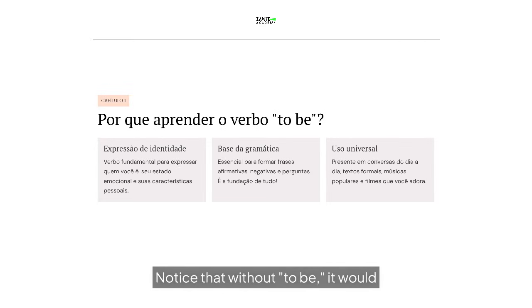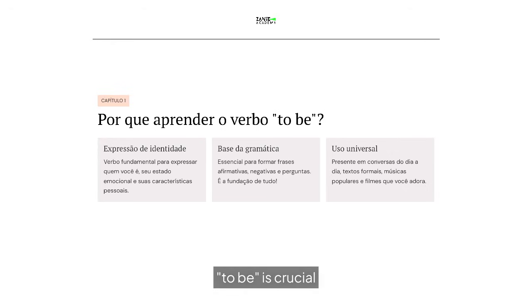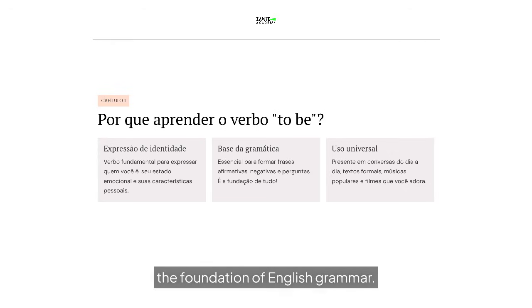Notice that without to be, it would be challenging to communicate these essential aspects of yourself. Moreover, understanding the verb to be is crucial for forming sentences, whether they're affirmative, negative, or even questions. For instance, when we say, "He is not here," we are using to be to convey a negative statement. This versatility makes it the foundation of English grammar.